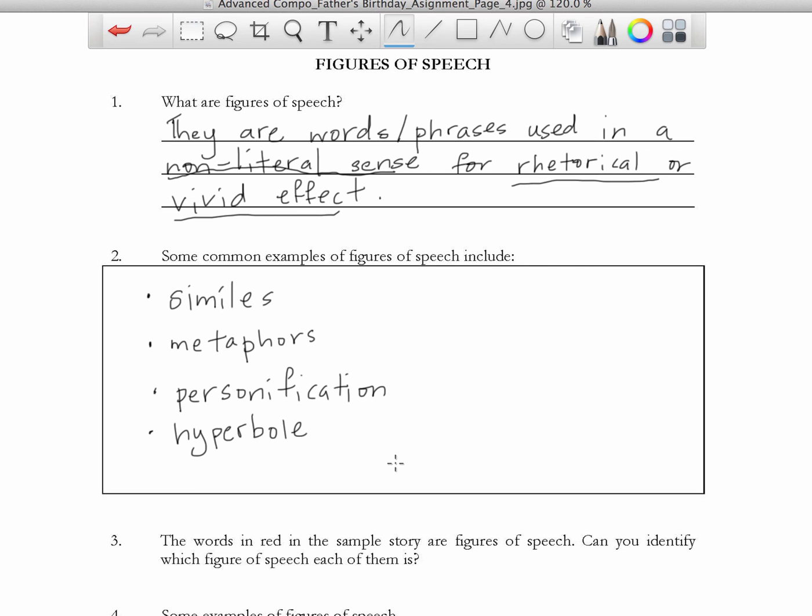Or like when someone says, "I've reminded you 1,000 times." Did that person really count the number of times he reminded you? No. So again, that's exaggeration, that's hyperbole.